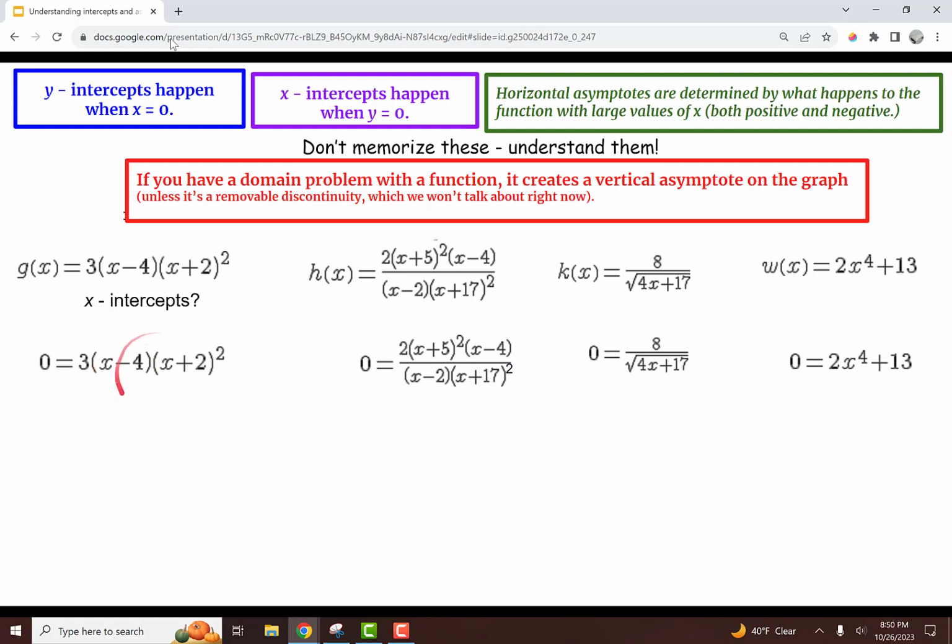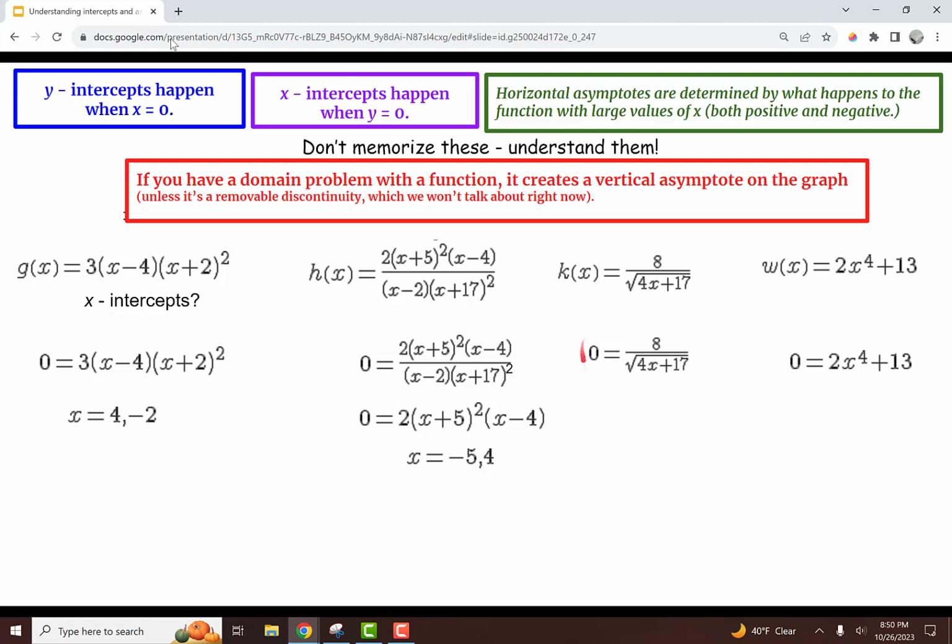It's very easy to set it equal to 0, and we're going to get 4 and negative 2. For this one, the only way for a fraction to be 0 is if the numerator is 0, right? Having a denominator be 0 is bad. So we're going to have 2 answers there, negative 5 and 4.